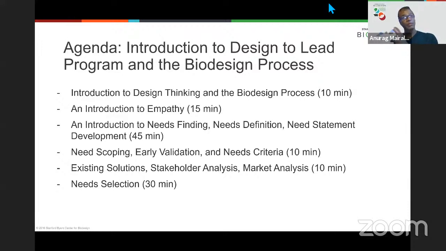And then you do the same thing with concept development: come up with lots of concepts that are wide ranging, in lots of different families of solutions, and then select one, because that makes sure that you're not missing anything. And the penultimate bullet point here is about looking at existing solutions, looking at the stakeholders, looking at the market, and then selecting needs on the basis of those factors. So the bulk of my time today will be on the third bullet point and the last bullet point.